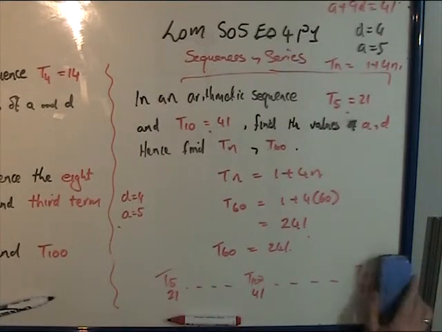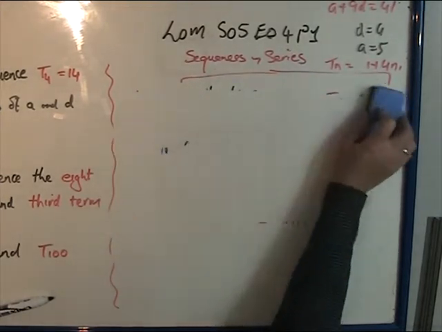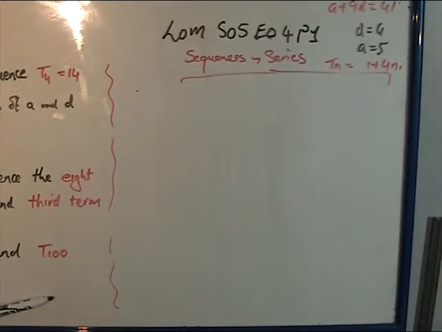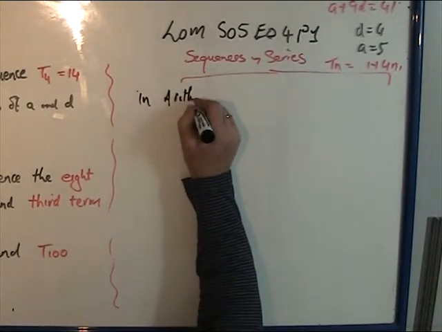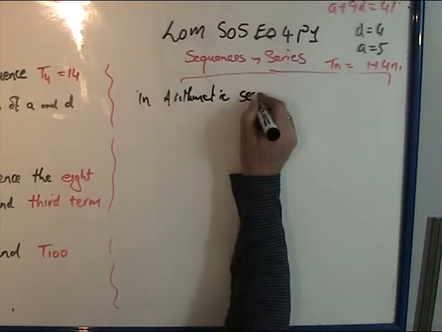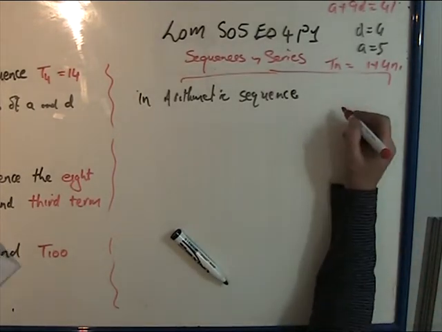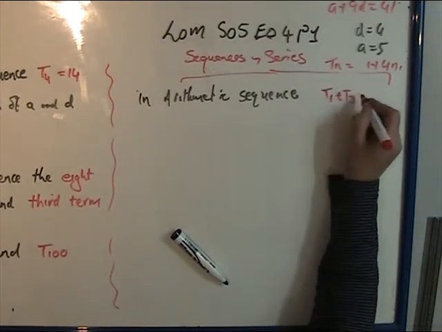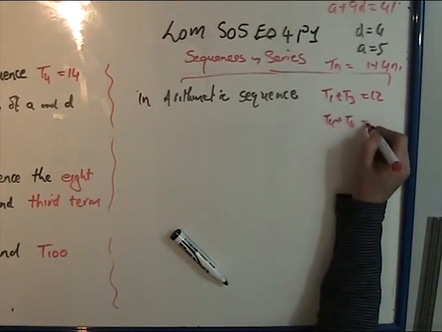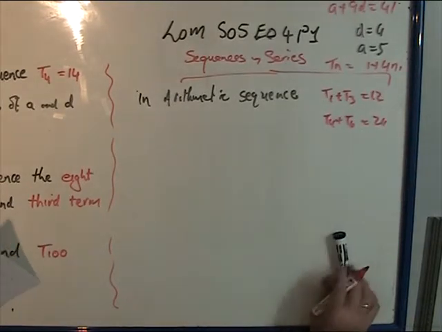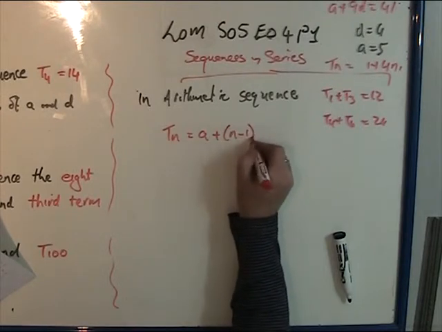There's another question here I came across which is quite interesting, and it gives you two values, right? So it says that in an arithmetic sequence, T1 plus T3 is equal to 12, T4 plus T6 is equal to 24. Okay, so now it's an arithmetic sequence. Tn is equal to A plus n minus 1 times d.